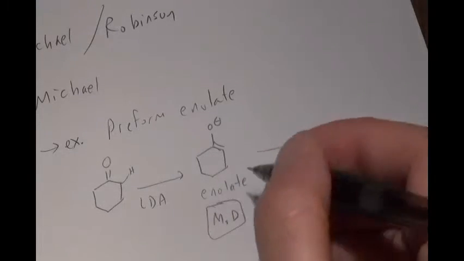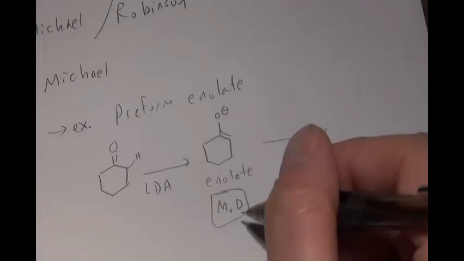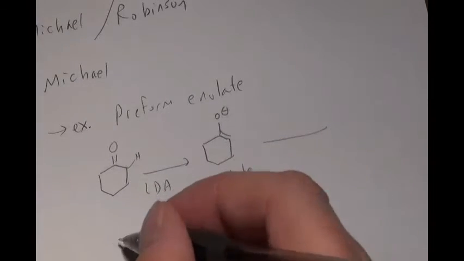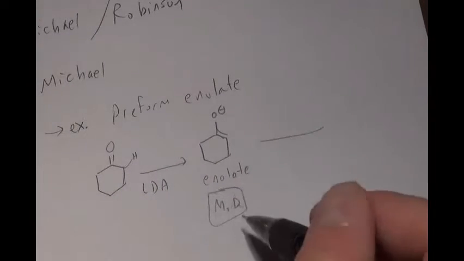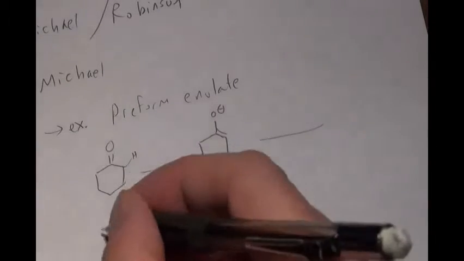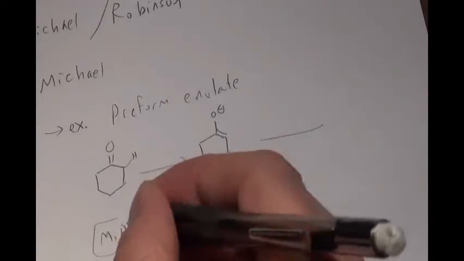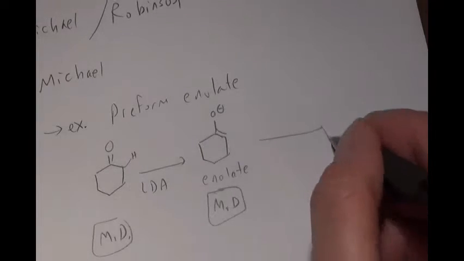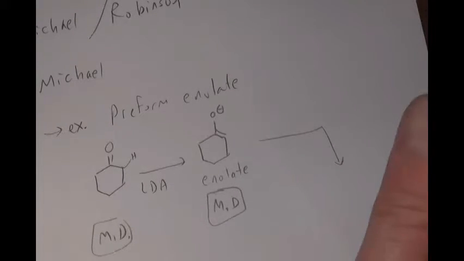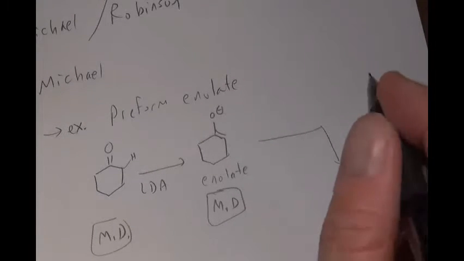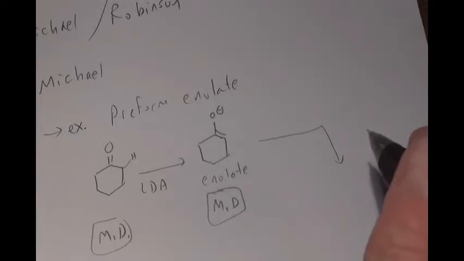This is the Michael donor reactively. This is kind of like before the Michael donor, but this is going to be the reactive intermediate. If you want to call this the Michael donor, you can call it whatever. Okay, we have the Michael donor. What do we need to react with now? A Michael acceptor.